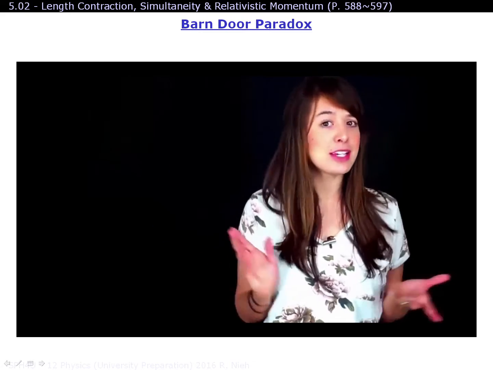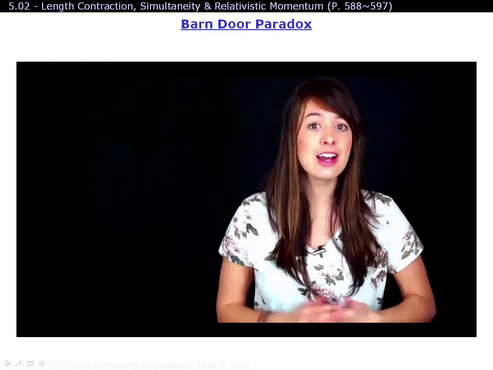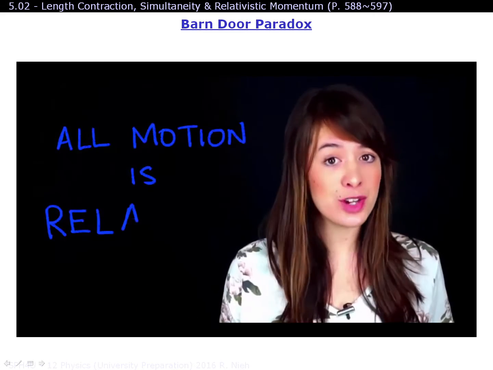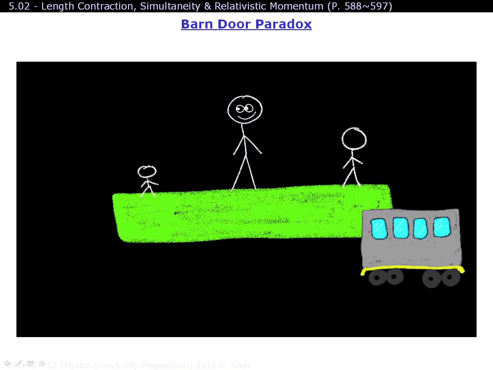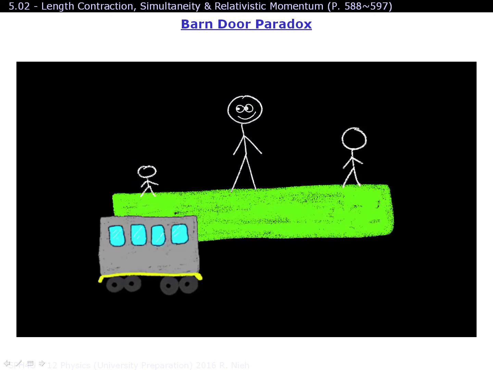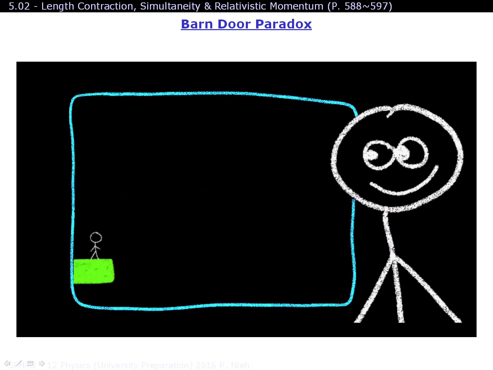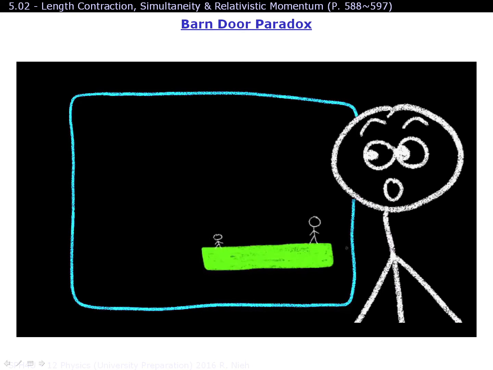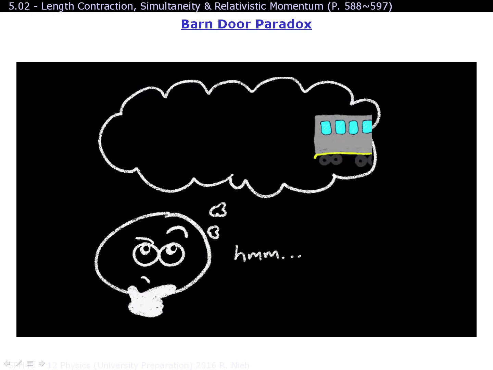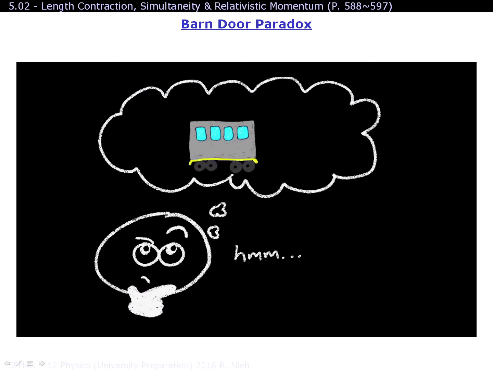And why would her perspective be different from yours, I hear you ask? Well, because all motion is relative. Imagine you're at the train station watching a train go by. From your reference frame, you are standing stationary on the platform and it's the train that's whizzing past. Now imagine you're on that train. Now you are standing stationary on the train and it's the platform that's whizzing past. So you might be thinking, well, really it's the train that's moving, even if it doesn't seem that way.